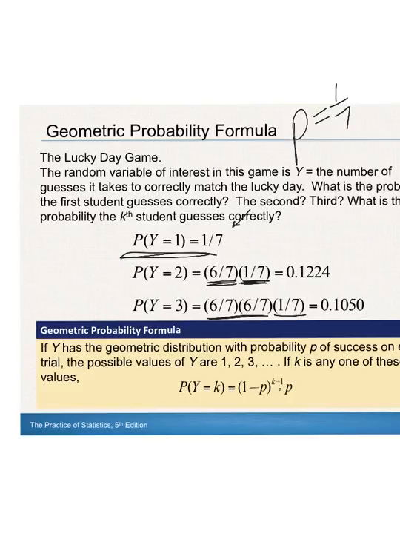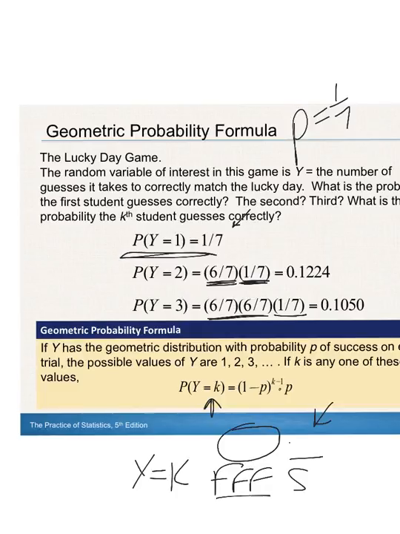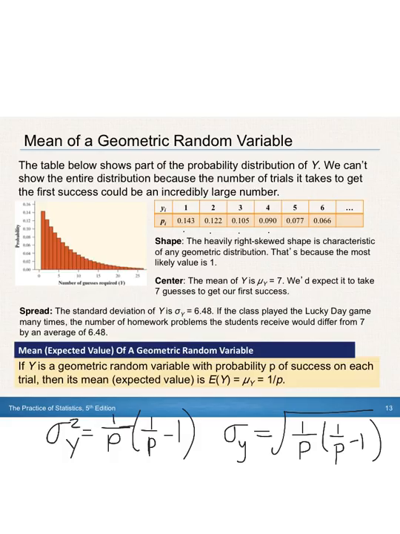And so in general, whatever k is, you're going to have k - 1 failures with the complement, and then the probability of a success being your last one, because these are all failures as many times as k - 1, and then a success. For example, if y was equal to 4, there'd be 3 failure rates and 1 success.